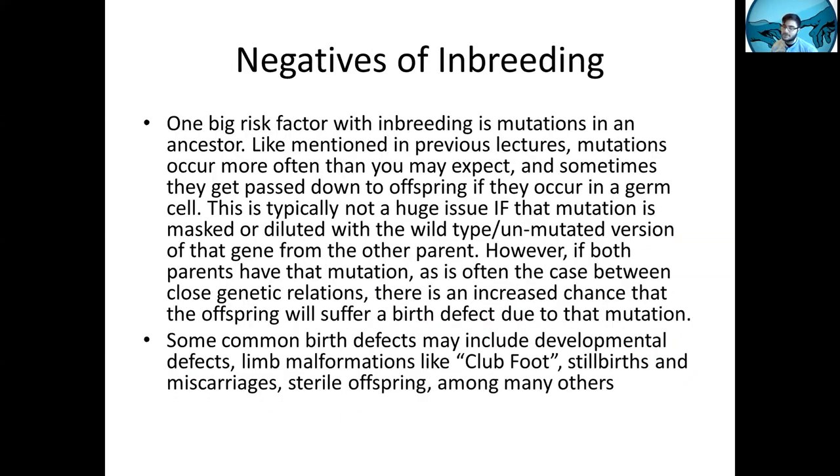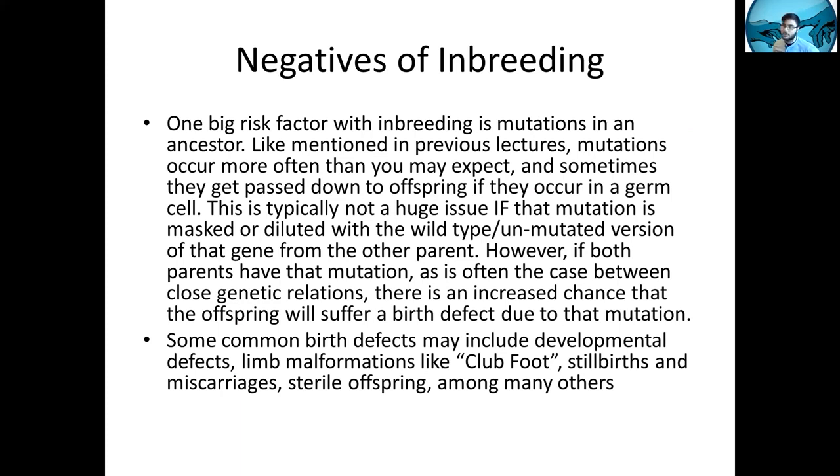So one big risk factor with inbreeding is mutations in an ancestor. Like mentioned in a lot of previous lectures, mutations occur much more often than you may expect. Our cells reproduce a lot, and because of that, they have to go through a lot of DNA replication, which is prone to making mistakes. We have a very good proofreading system to make sure there aren't a lot of mistakes, but with how much we reproduce over the course of a lifetime, you're going to make a lot of mistakes. You're going to have a lot of mutations in your cells.